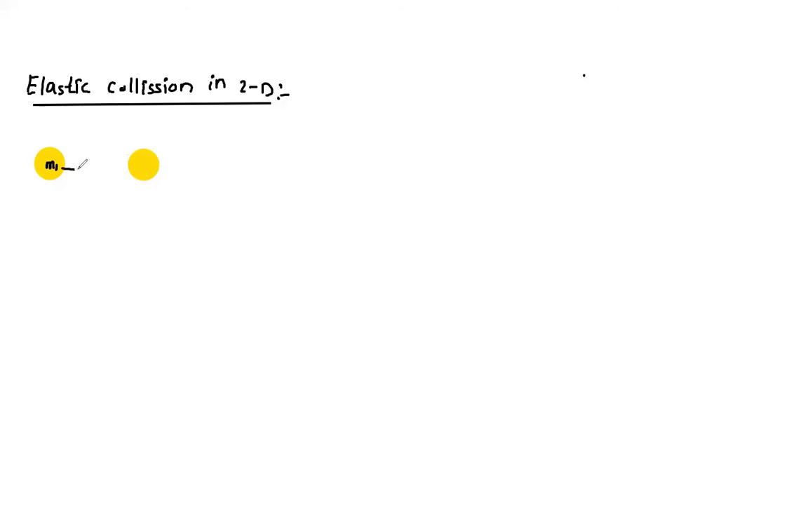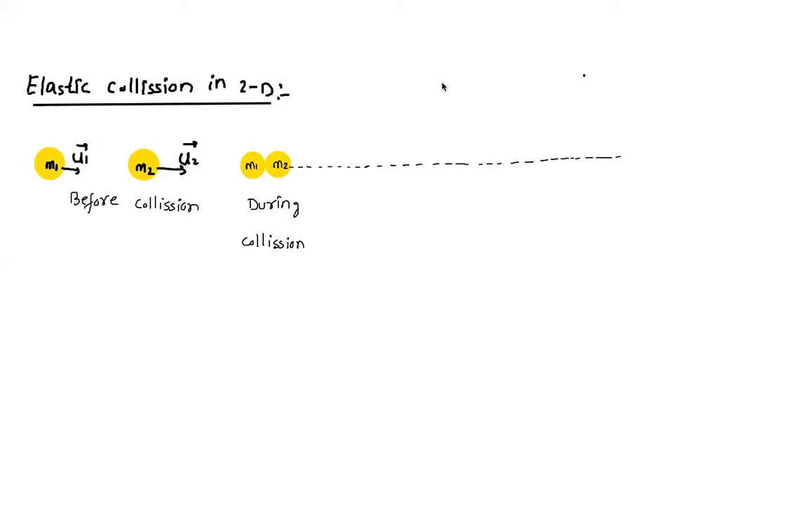This is M1. It's moving with velocity U1 along x-axis. It collides with another mass moving with a velocity U2. After collision, M1 and M2 collide with each other. This is during collision. This is before collision. This is during collision. Then after collision, both the bodies move at some angle with each other.